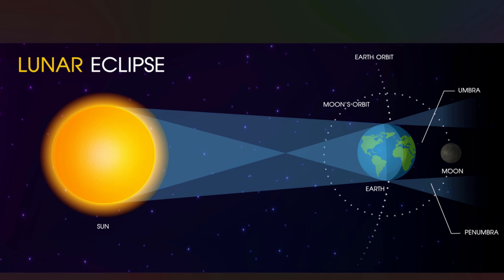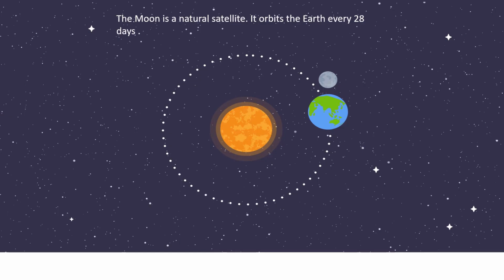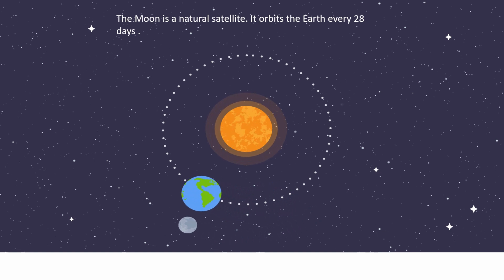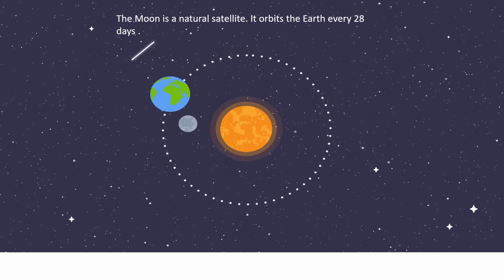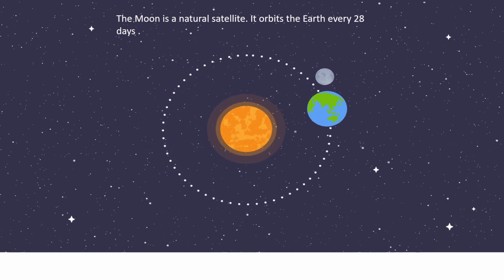Okay, let's look a little bit closer at the moon's orbit around the Earth. The moon takes 28 days to orbit the Earth. It orbits the Earth in a similar way that the Earth orbits the Sun. In fact, the word moon and the word month are quite similar, and that's because the word month derives from the word moon. Months used to be measured in orbits of the moon.